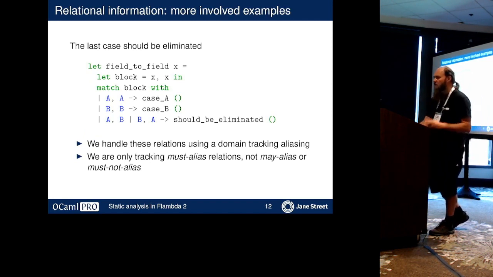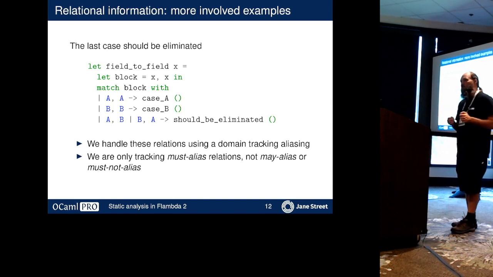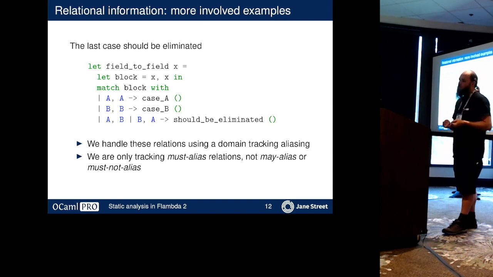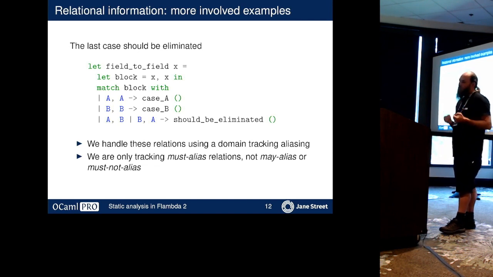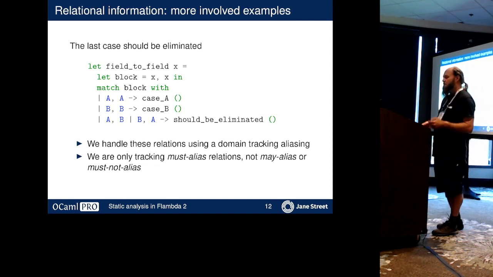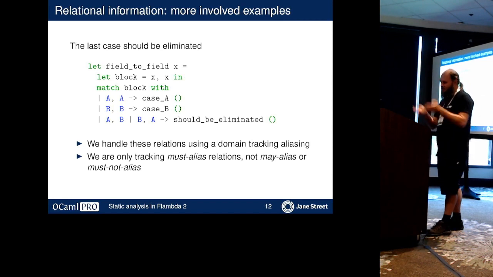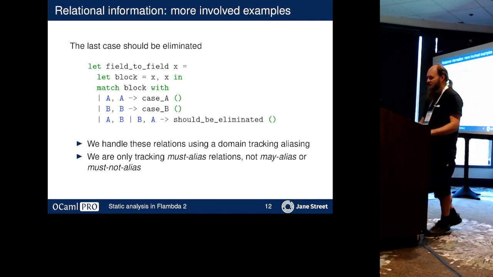There are more complex cases where if you have relational information, you can also discriminate branches. Here, the block has twice the same field, so we can know statically that the last case of the match is unreachable when we do a meet on that case. I'm not sure that matters that much, but since we have that anyway, well, we can represent that.